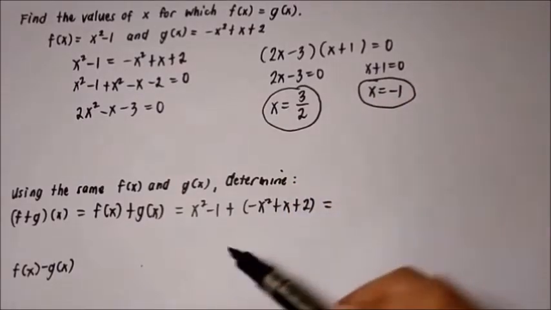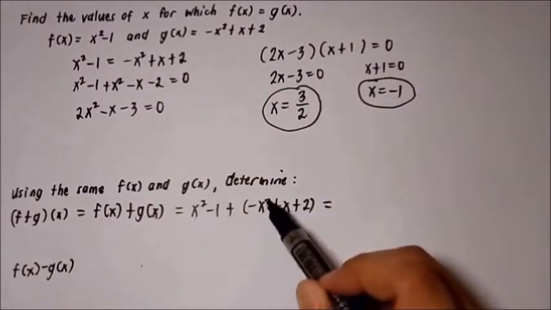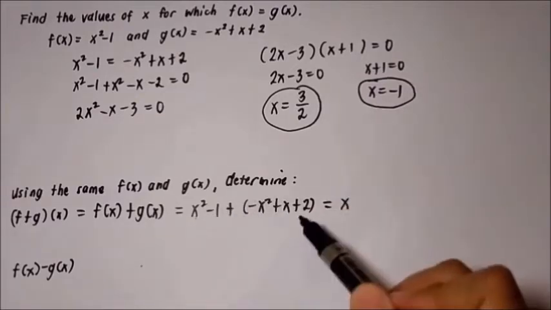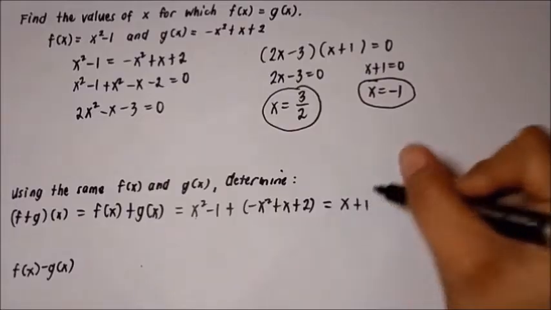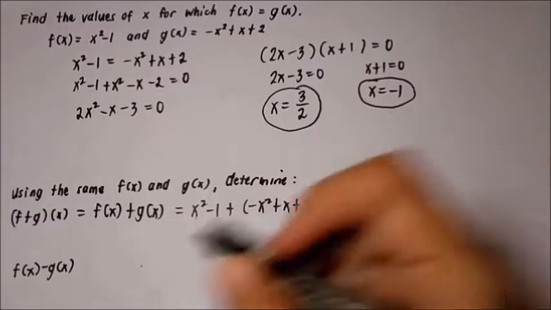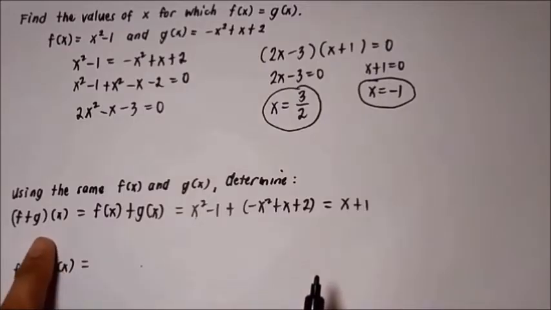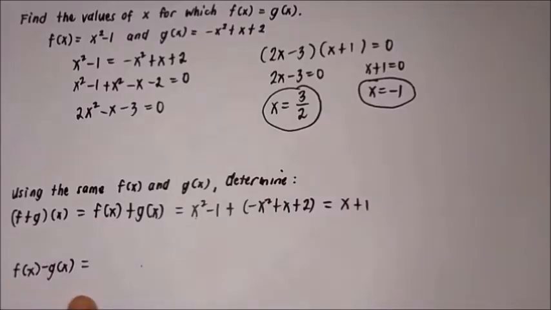So what is now the result? X squared minus x squared, that would be 0. So positive x, negative 1 plus 2. So that would be positive 1. So this would fall under the addition. So that would be the sum of functions. Let's have now the difference of two functions.